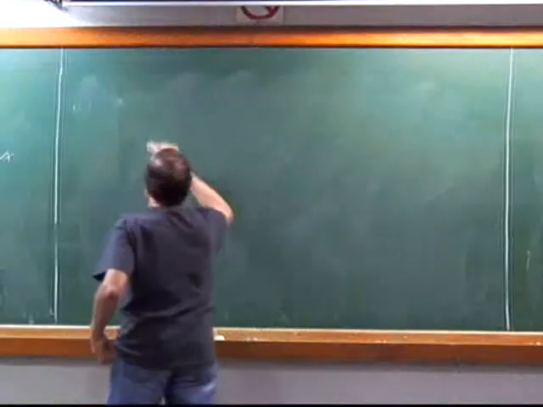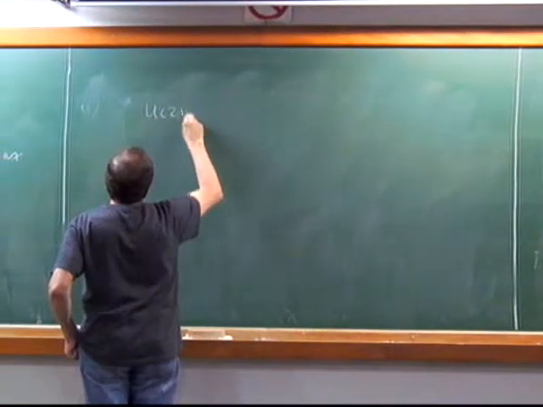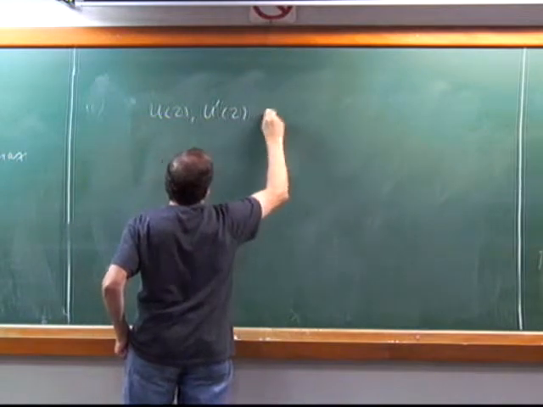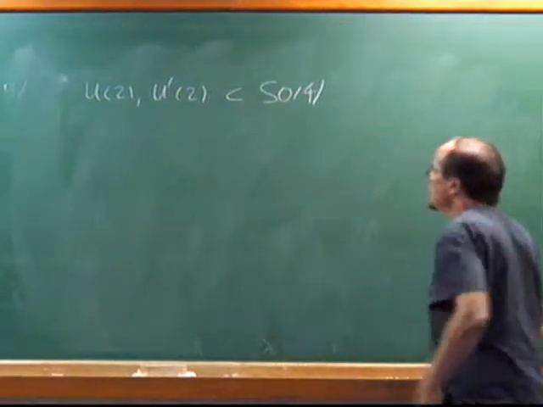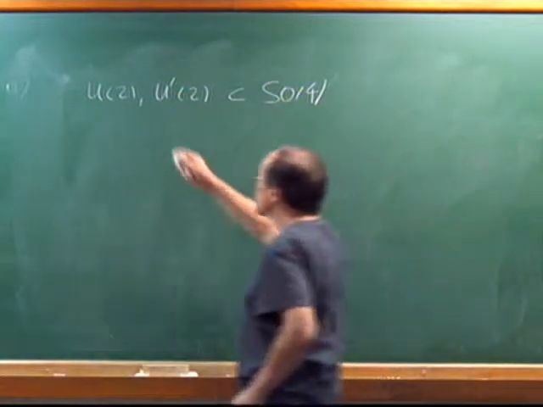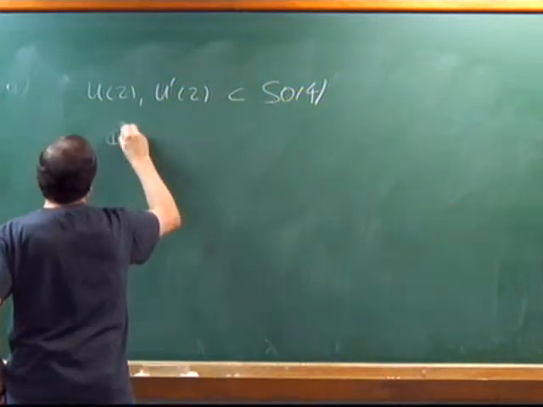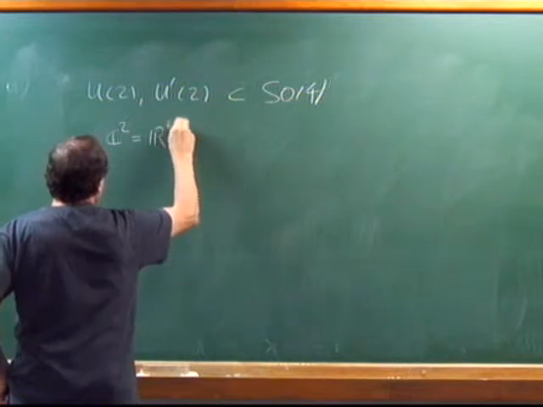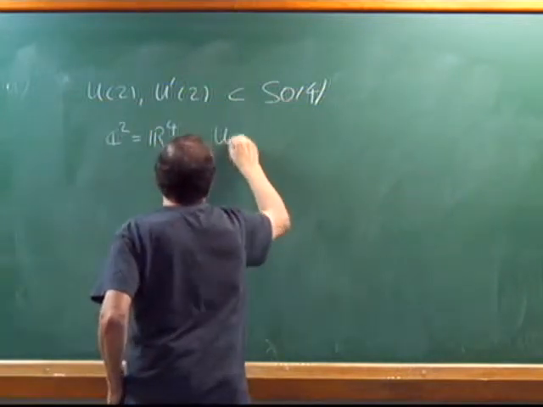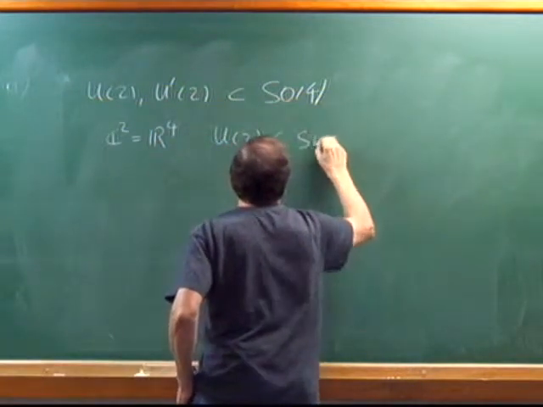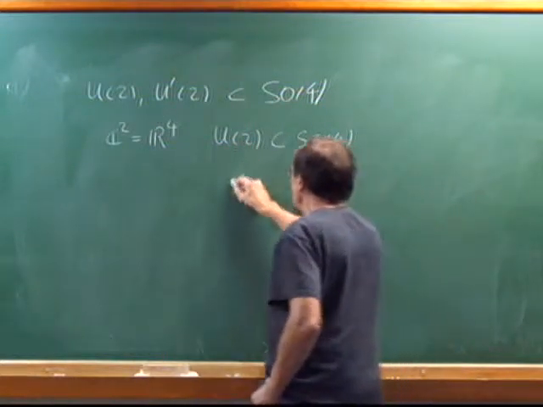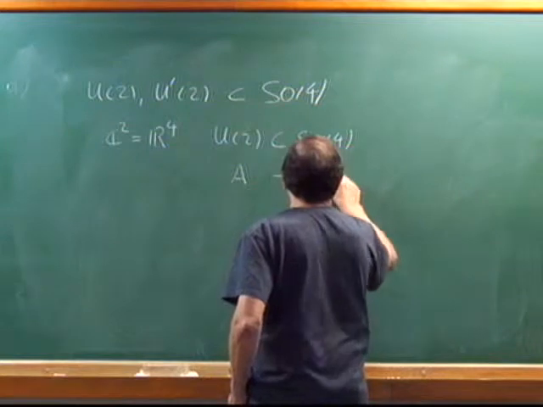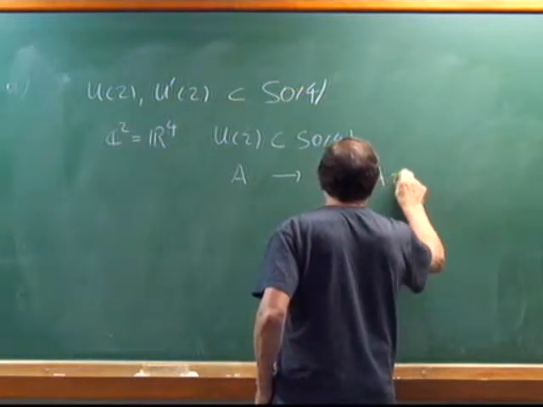So I claim inside SO4 I have two U2s, which sounds kind of funny. And U prime, so U2 is the usual one. Right here we identified C2 with R4 in a certain fashion, and that defined an embedding of U2 into SO4. We send A into V goes to AV.